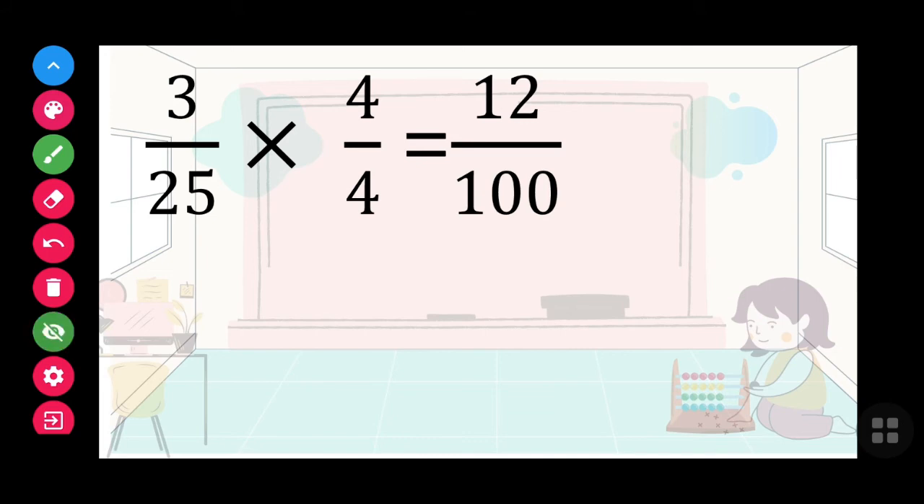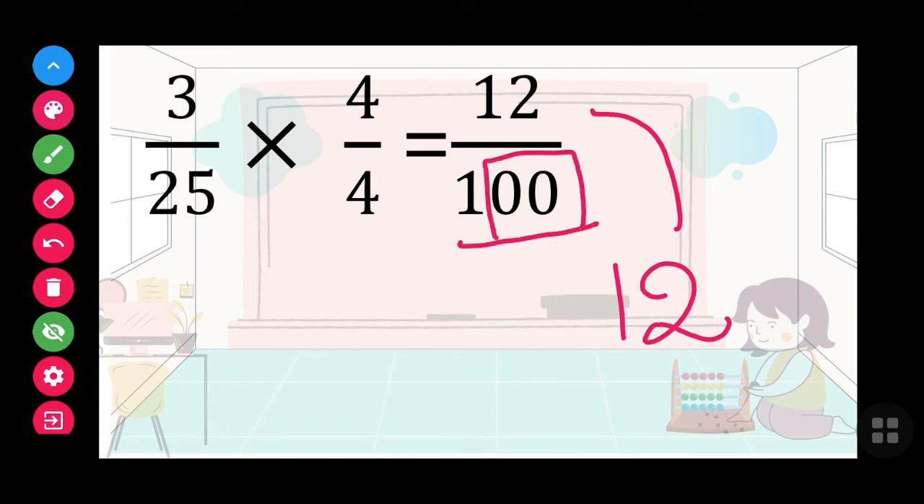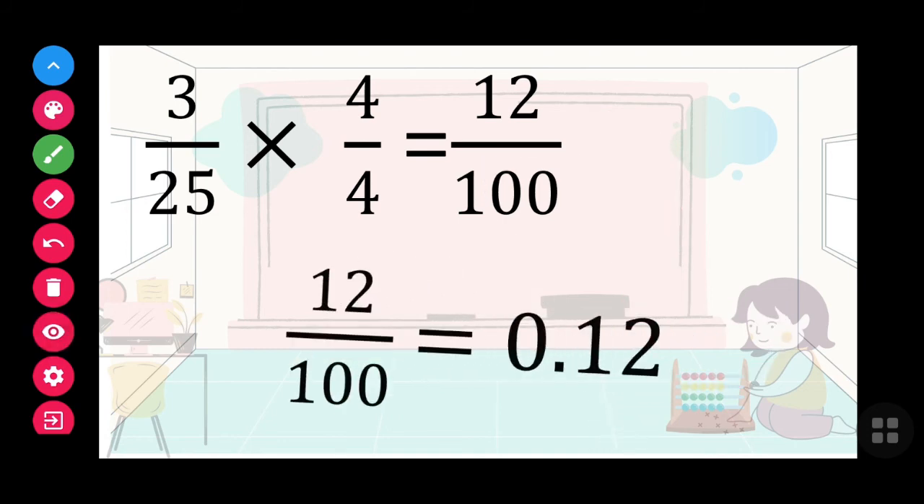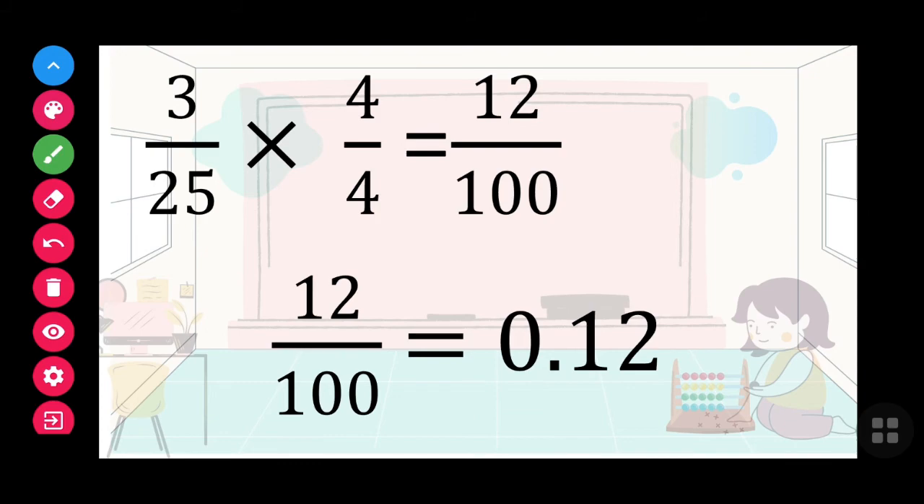Now it's pretty easy to convert it into a decimal. Come on, I'm pretty sure you will be able to guess the answer. Yeah, I can hear your mind voice. You write the 12 as it is, and this denominator 100 has 2 zeros. So you have to make this 12 have 2 decimal places. The decimal point at the end moves 2 places forward and places itself here. So the answer is 12 over 100 equals 0.12.